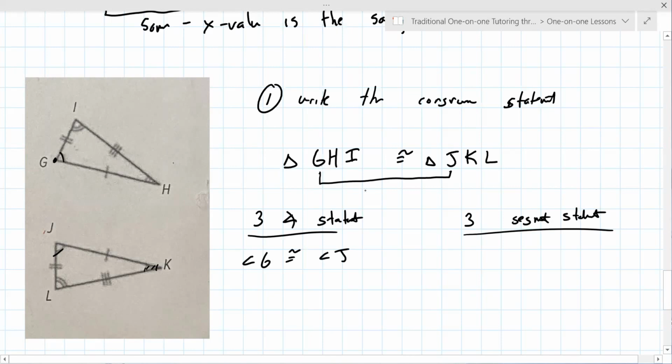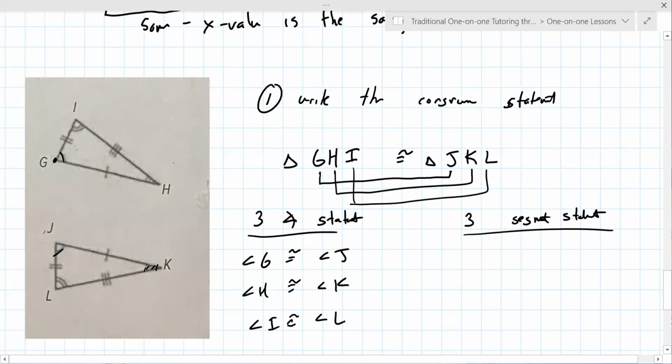G and J. Yeah. H and K, angle H is congruent to angle K. And then angle I is congruent to angle L. Now, just so you know, I'm not even looking at this picture anymore. I'm only looking at these letters because you can do it from the letters. You don't have to do anything with the picture once you get this right.